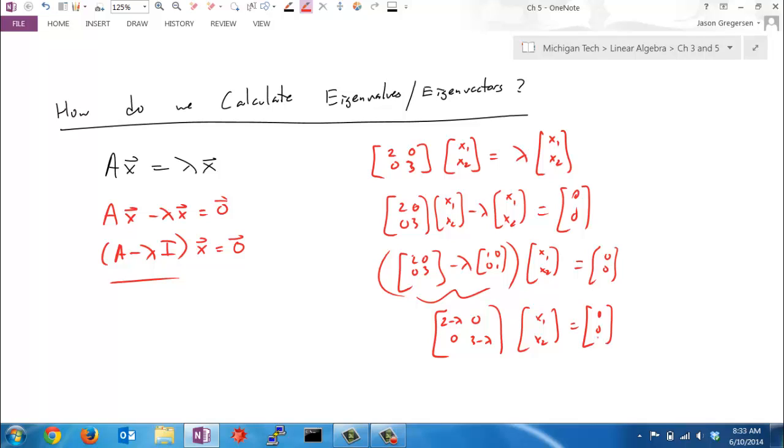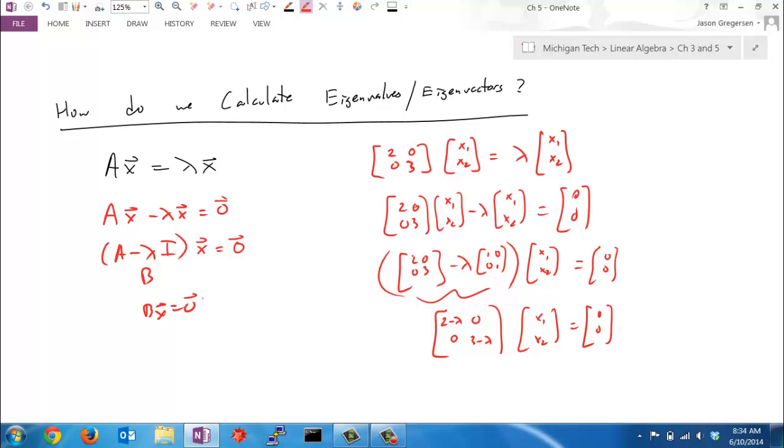Sometimes the notation makes it confusing. Let's call it B. Call that matrix B. Now I have Bx equals 0. If there was an inverse, oh, that'd be great. I could just take B inverse times both sides. What would I get over here?